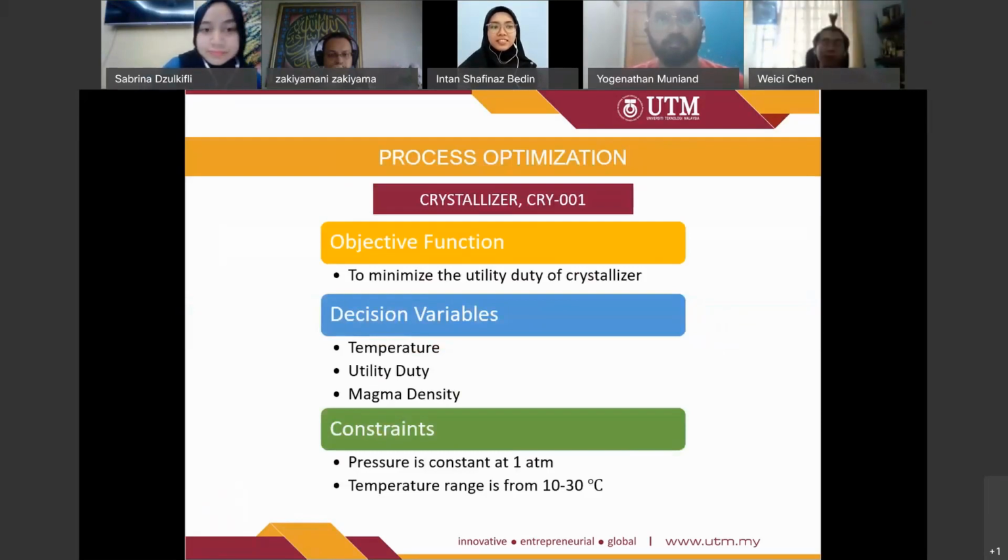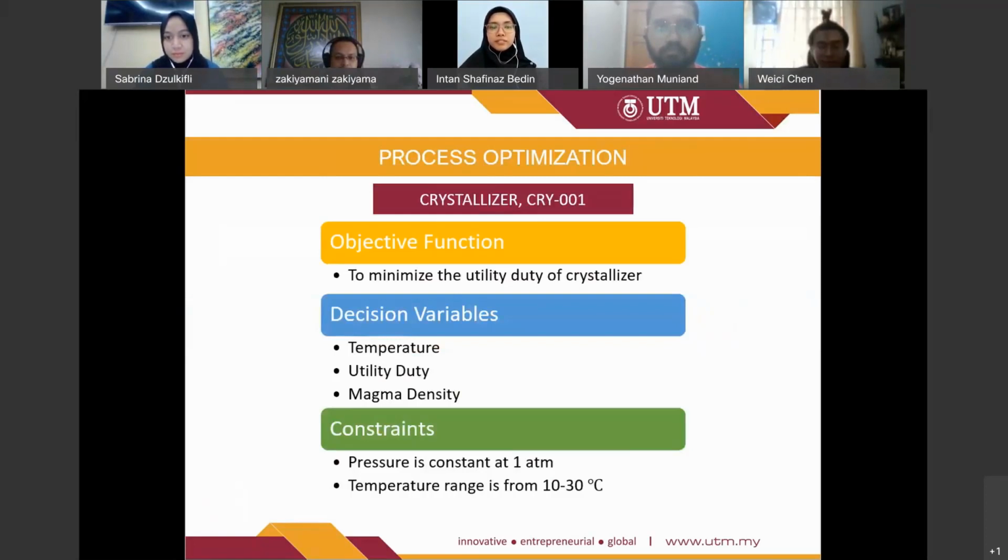The process optimization is carried out on the crystallizer. The optimization is to minimize the utility duty of the crystallizer, and to determine that we use the temperature, utility duty, and also the magma density. The constraint for the crystallizer is that the pressure remains at 1 atm and the temperature range is between 10 to 30 degrees Celsius.